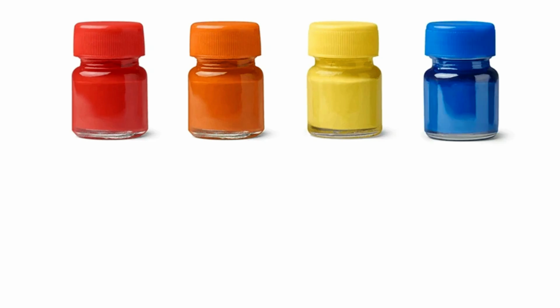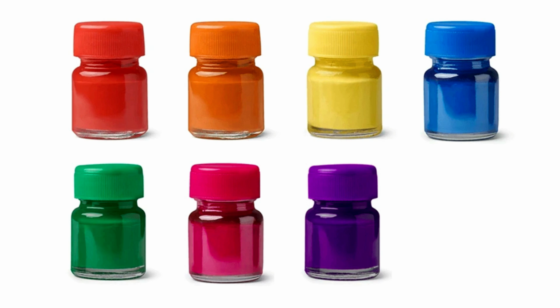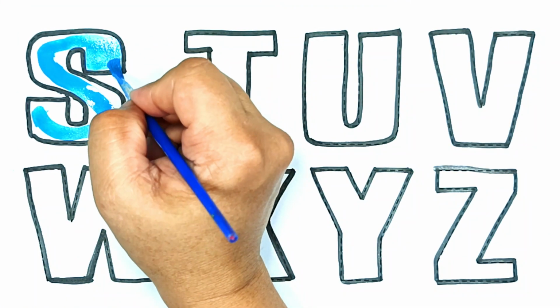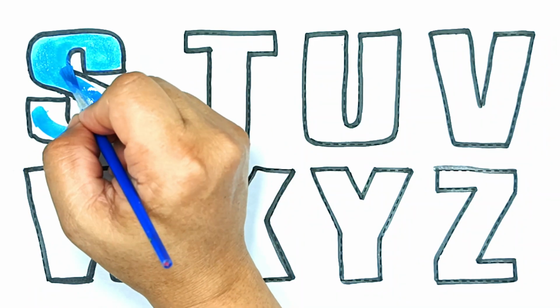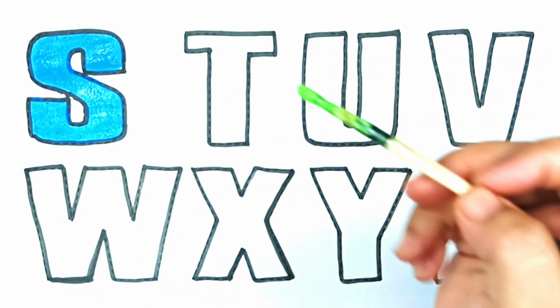Red color, orange color, yellow color, blue color, green color, pink color, purple color, brown color. S for saw. S for snake. S is for snacks, but don't eat too much.